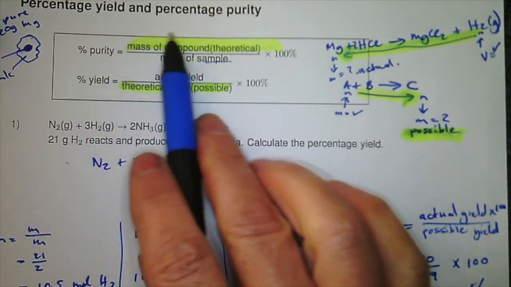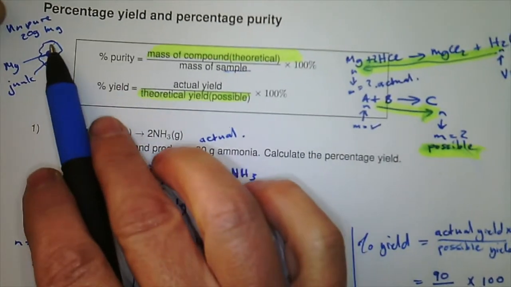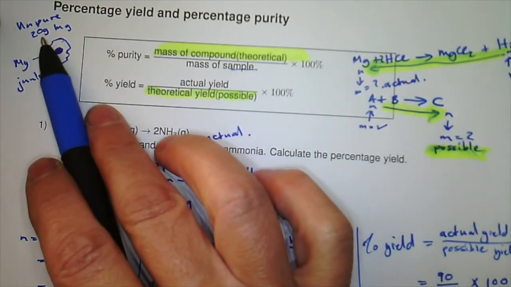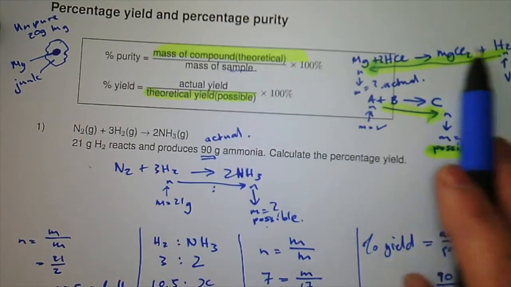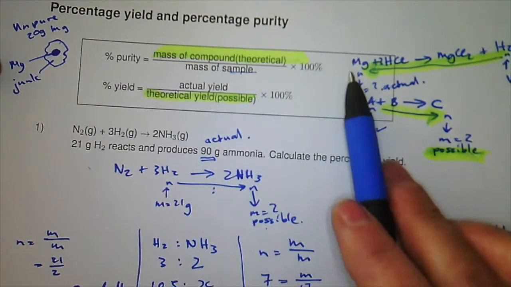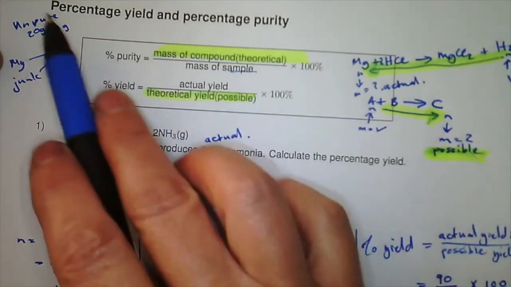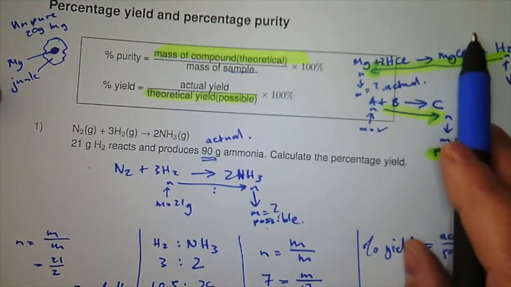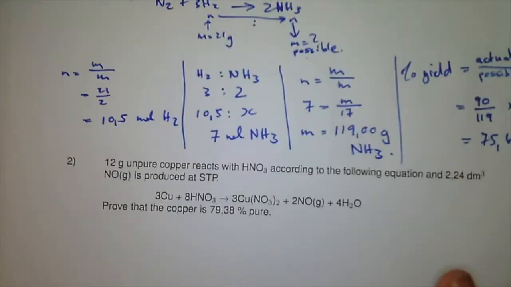Moving to percentage purity. Remember with purity, you've got an impure sample. Remember, you can never ever use that 20 in a mole calculation because only part of that 20 is magnesium. So definitely never ever take the whole sample as your magnesium. So here we have to work back. Let's look at the next one.